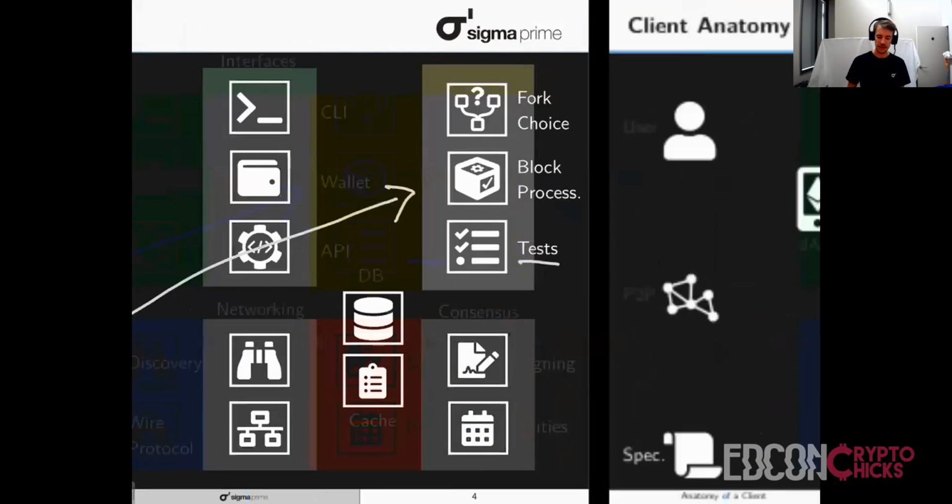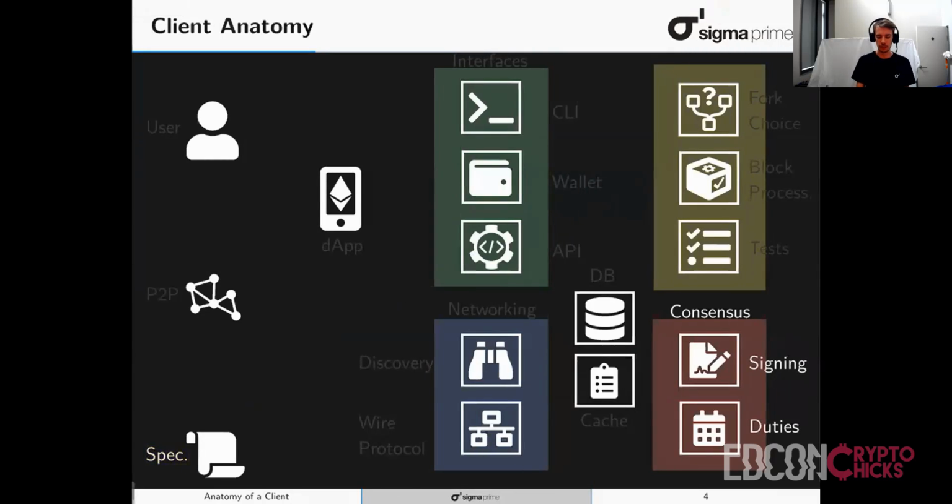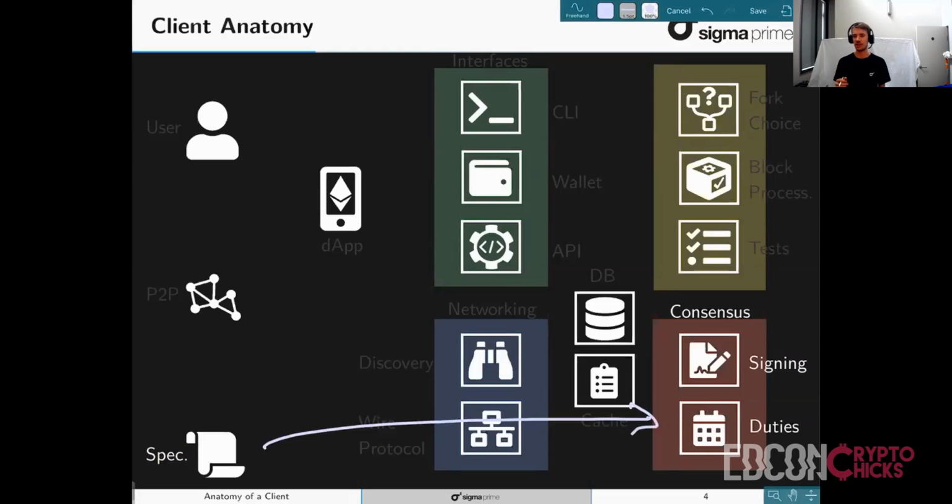The other part that the spec helps denote is what I've called the consensus agent. That's a general term for the miner, right? In Eth1.0, it's the miner. In Eth2.0, it's the validators. And so I've split that into two parts here, signing and duties. But this component is still very much governed by the specification, which we'll talk about more in a minute.